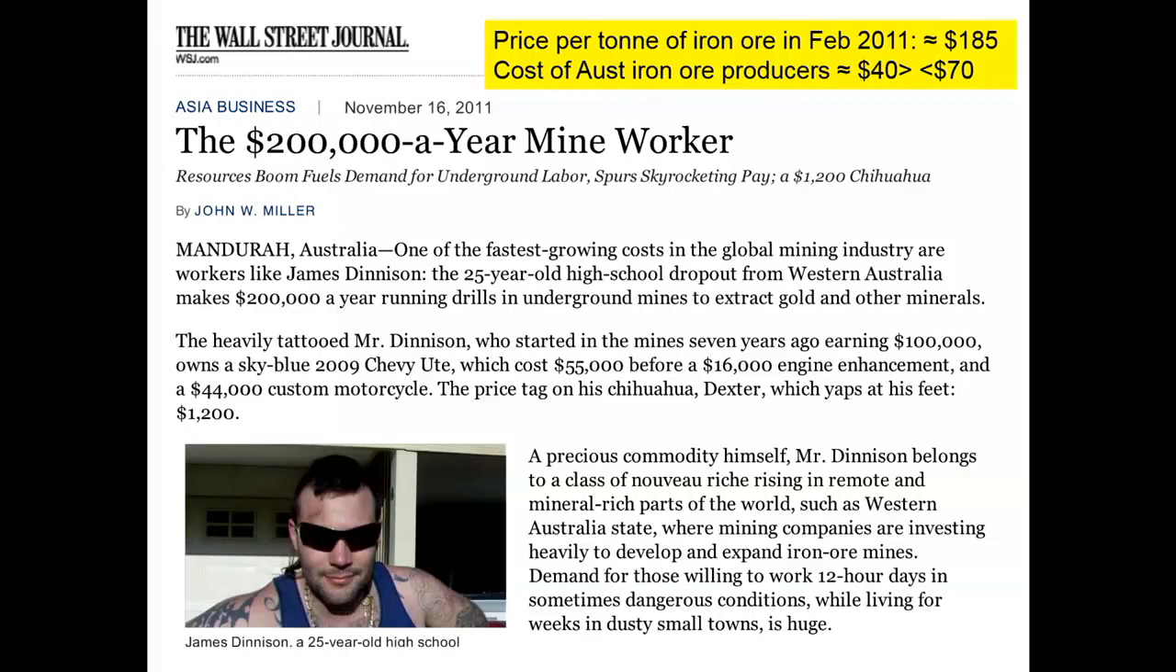The clue is, the date is 2011. The price per tonne of iron ore in February 2011 was $185. The cost of iron ore producers was between $40 and $70. An enormous profit margin. So if you're a miner in that situation, what do you do?